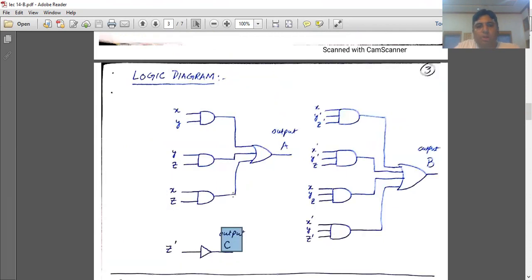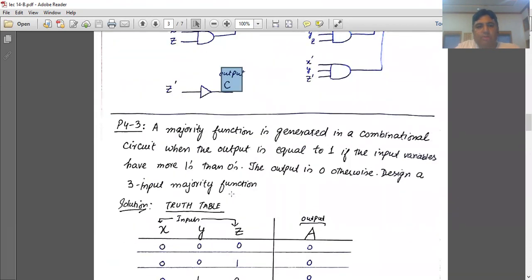Okay, so this is problem 4.2. Next is problem 4.3. A majority function is generated in a combinational circuit when the output is equal to 1 if the input variables have more ones than zeros. The output is 0 otherwise. Design a 3-input majority function.